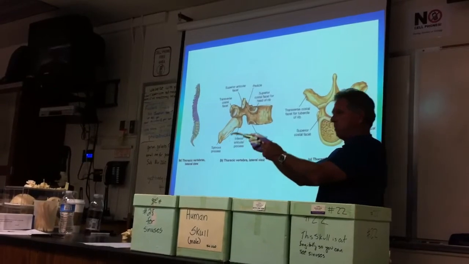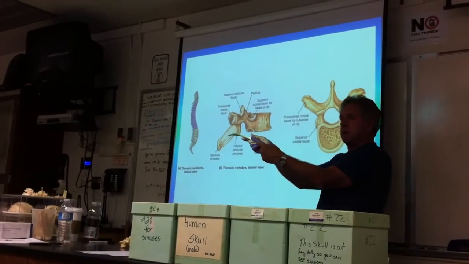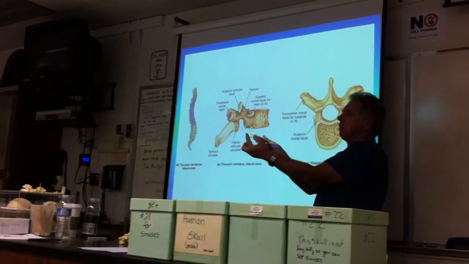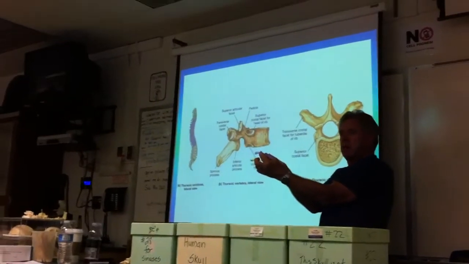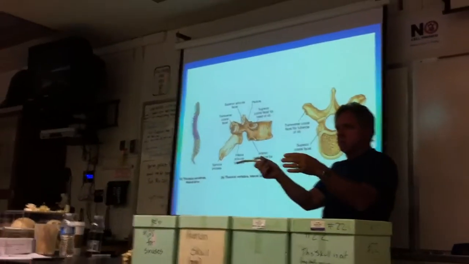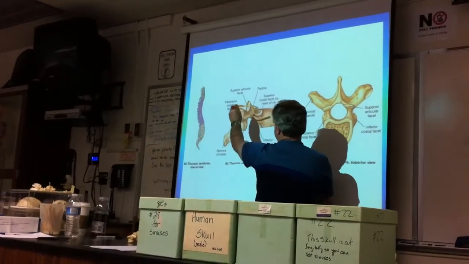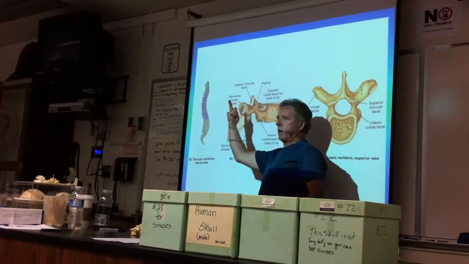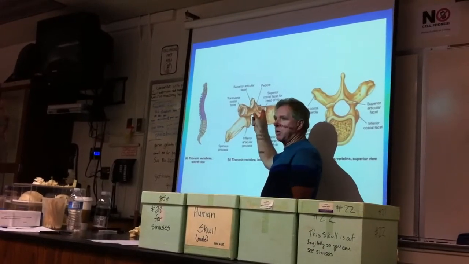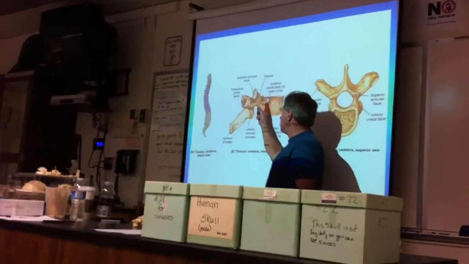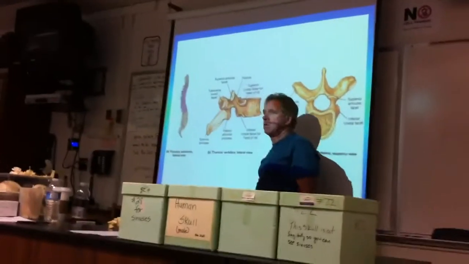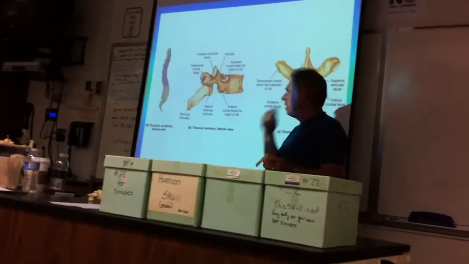So the rib attaches to the thoracic vertebrae, the body of the vertebrae here, but this little bump right here also attaches onto the transverse process. So it kind of curves around this way. You've got an attachment point here and an attachment point here. So these little smooth structures on the thoracic vertebrae are where your ribs attach.